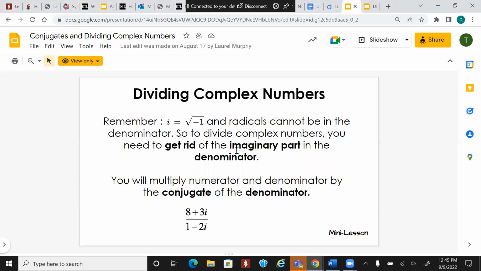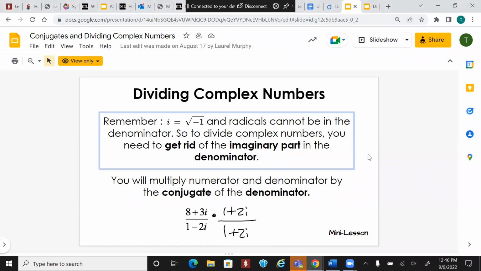So we're going to multiply by the conjugate of the denominator. For instance, in this example right here, we would multiply by 1 plus 2i in the top and in the bottom. That way it gets rid of the i in the denominator. We're going to see that in our examples in just a second. So again, if you have an i in the bottom, that's a no-no. You've got to get rid of it. Okay.